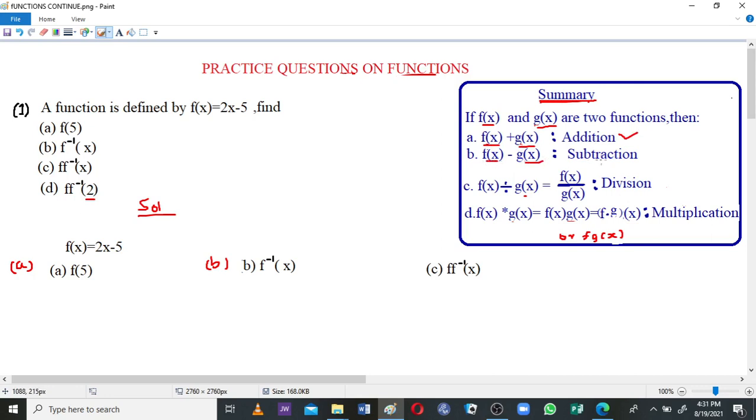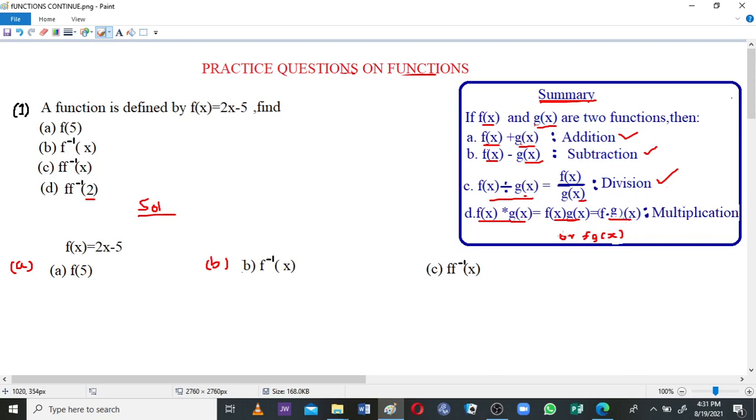You can subtract those two functions, so subtraction exists. You can also divide, so there is division there with the notations as shown here. There's also multiplication of functions, so two functions or even three can be multiplied. And these are the notations used there.